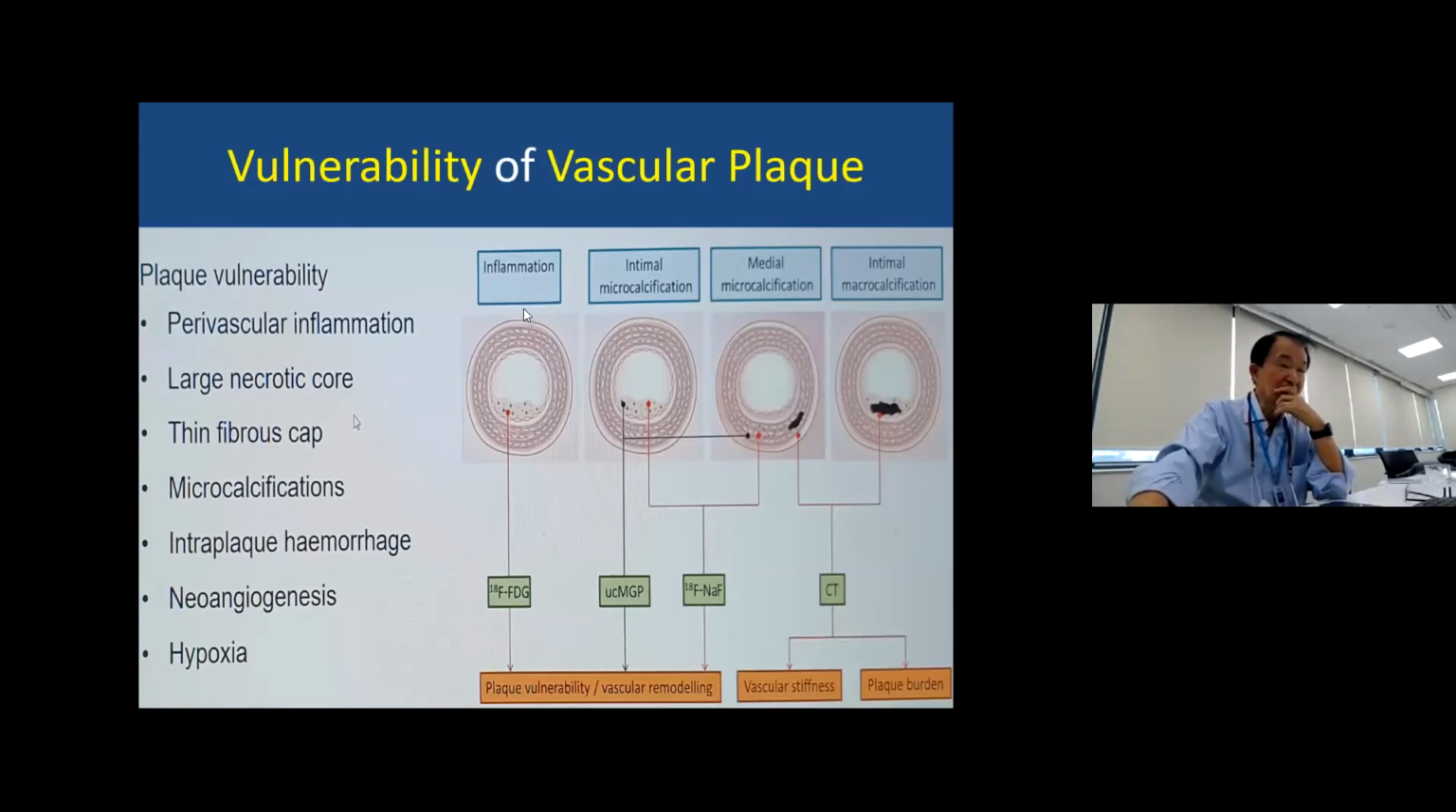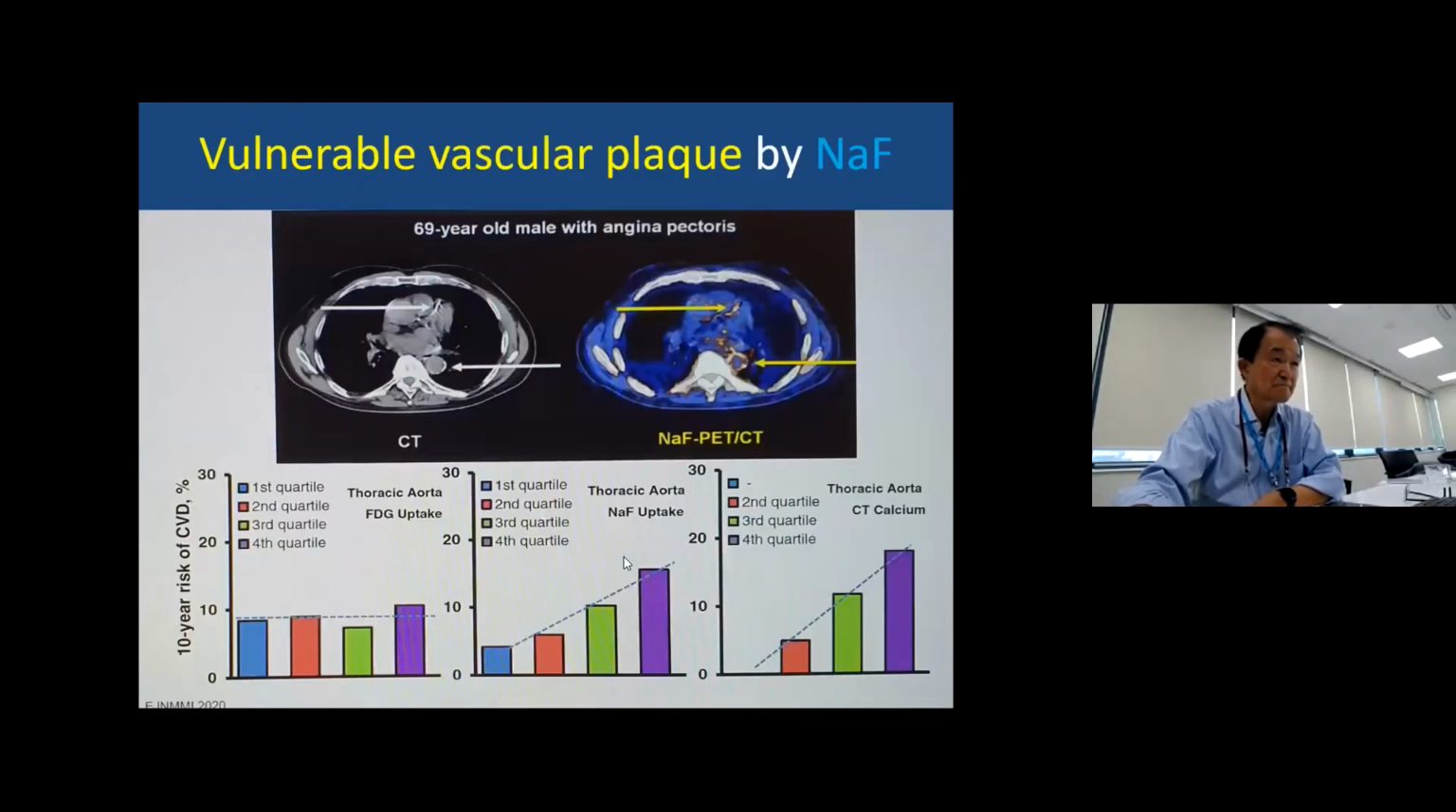And plaque rupture is important. So how is inflammation? As I said earlier, a large necrotic core, thin fibrous cap, calcification, hemorrhage, and neoangiogenic hypoxia are contributing factors for rupturing vascular plaque. And you can see calcification in the anterior descending coronary artery and the posterior here and right side here. And calcification outlines the abdominal or thoracic aorta here.